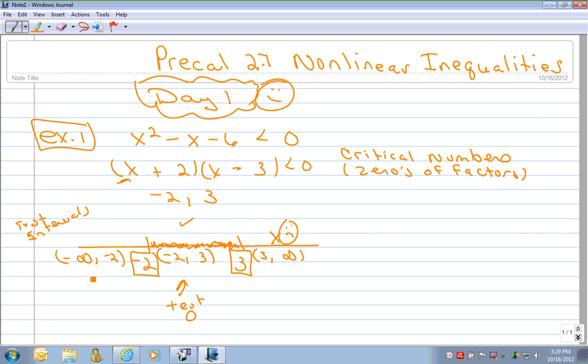Okay, and we're going to go over here and test the left side. A really, really small number, or you can think of a really large negative number, which is a really small number, would be a negative here.